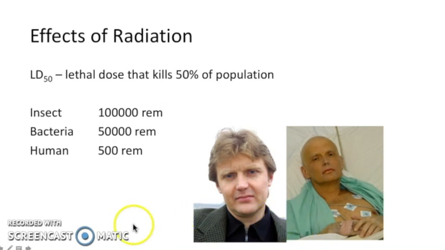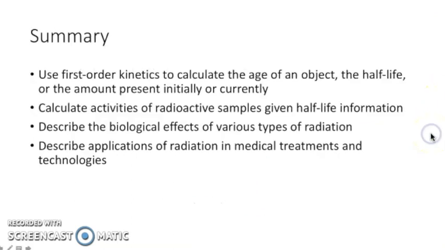It turns out humans are actually not super resistant to radiation. 500 rems will kill half of the people. Bacteria are a lot more resistant, and in fact, insects are extraordinarily resistant, which is probably why there are 1.4 billion insects for each human on the planet. Good to know, right?